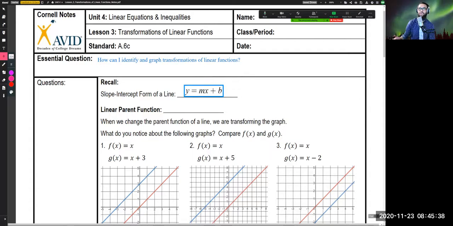And then we have this thing called a parent function. And what we mean when we say parent function is the function of the equation that was the original. So before we make any changes to our equation, the original is going to be y equals x. That's going to be our parent function. So y equals x, okay?